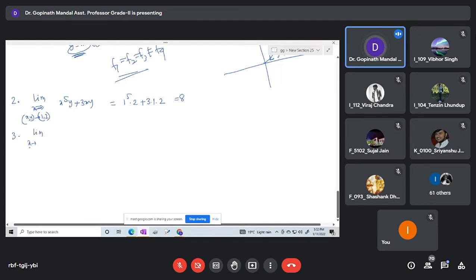Limit xy tends to 1, 1, that is x tends to 1, y tends to 1, xy over x squared plus y to the power 4. The limit will be, just put the value of x and y, 1 over 1 squared plus 1 to the power 4, so the limit is half.